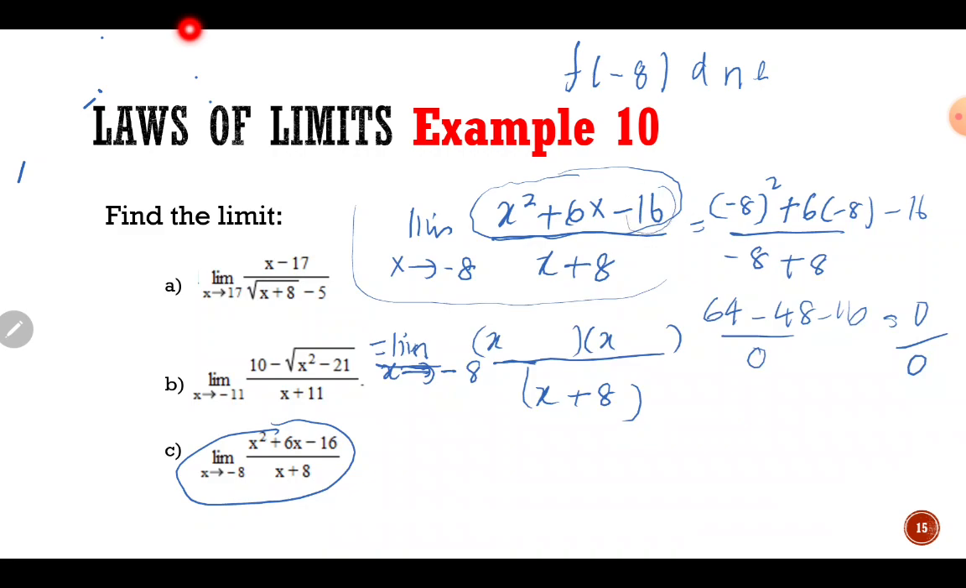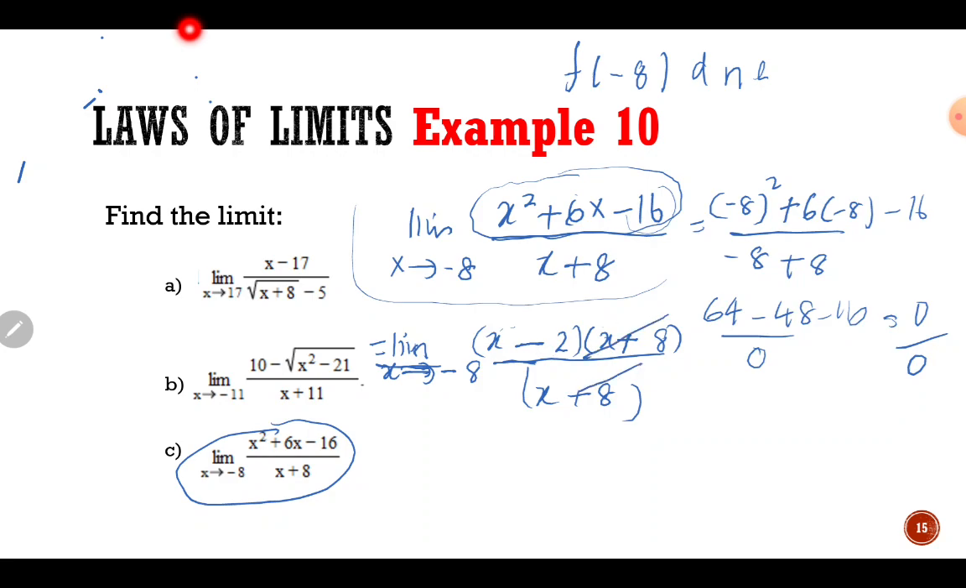Macam mana nak dapat 16? 16 ni adalah hasil darab 2 dan 8, betul? And 2 dan 8 ni macam mana kita nak tambah atau tolak 2 number ni untuk dapat 6? Macam mana? 8 tolak 2 dapat 6, betul? So we have x plus 8 here and this here x minus 2. Betul tak? Tak percaya, cuba darab masuk. So we have x square tambah 8x minus 2x minus 16.